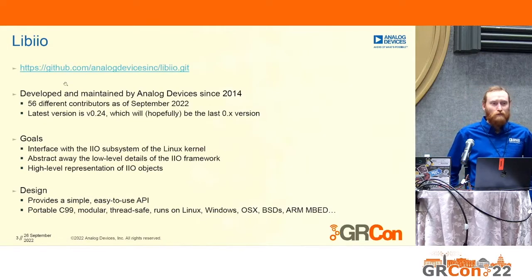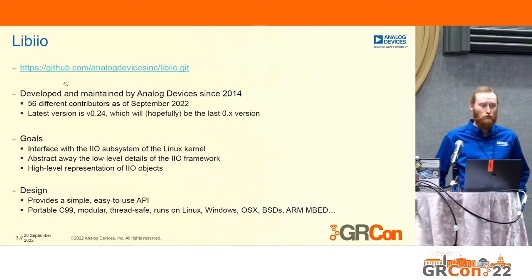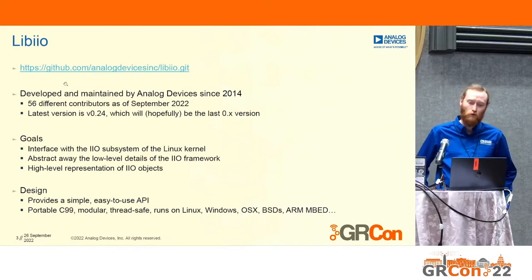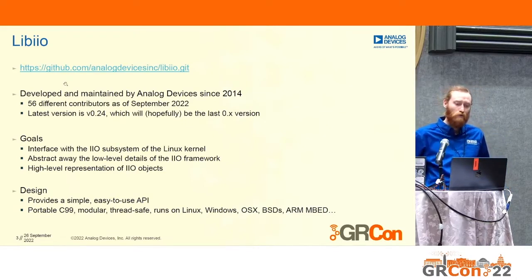Libiio was the project I started when I joined ADI in 2014. Since then, it's seen 56 different contributors as of today. The latest version is version 0.34, and that will hopefully be the last version 0.x, because we are shifting the development to a new improved 1.x version. The goal of the library is to allow your application to interface with the IIO subsystem of the Linux kernel, abstract away all the low-level details of the interface, and give your application a high-level representation of all the IIO objects and concepts.